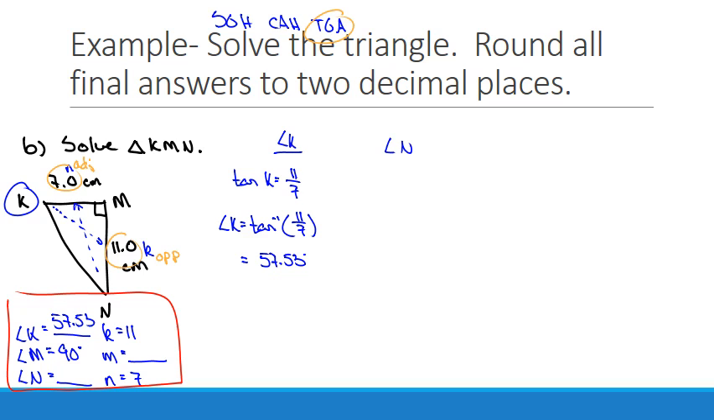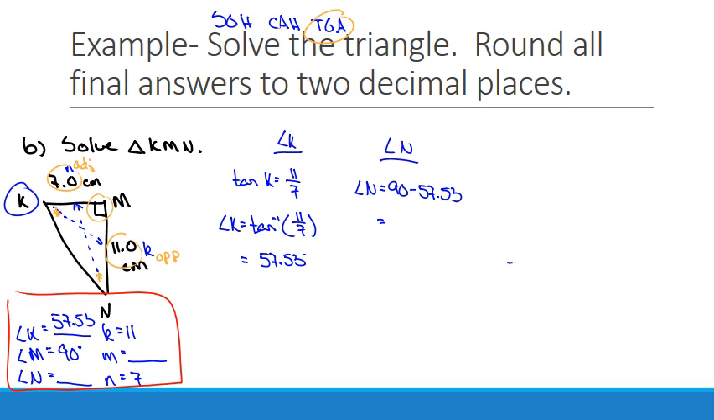Angle N. Again, I'm going to use the same technique as last time. If I know 2 of my angles, I can use this little trick to find the third angle, but I'm going to shorten it a little bit. I already know that this triangle has a 90-degree angle in it. So what's 180 minus 90? Well, it's 90 right away, meaning that these 2 angles here have to just add to 90. So I'm just going to do 90 minus the thing I know, which is 57.53.